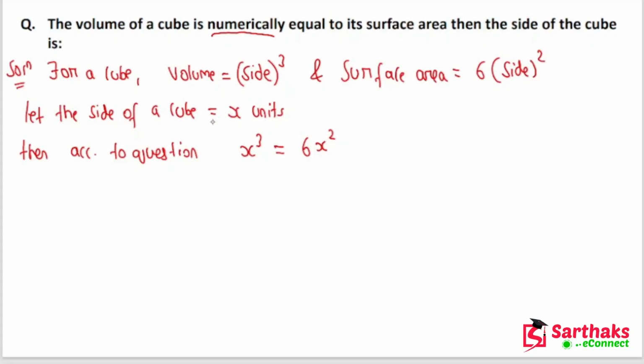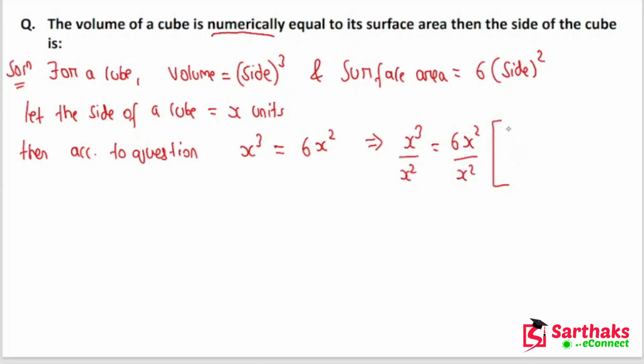So the side of the cube we have assumed to be x, so volume would be x cube, and surface area would be 6 into x square, side square. It is numerically equal. Very easy. Now how do we solve this particular question? Clearly, if you divide them by each other, it would be dividing both sides by x square. You can divide by x cube also, right? So dividing both sides by x square.